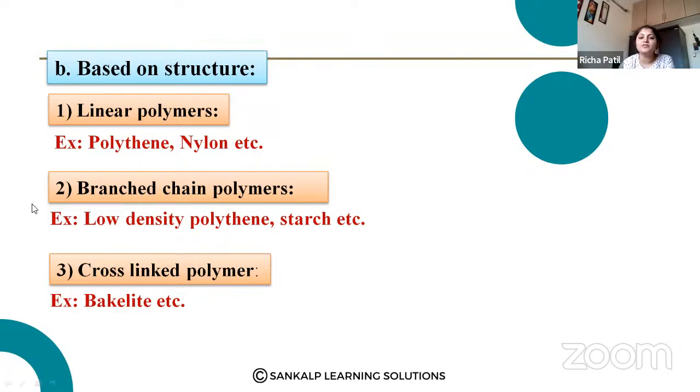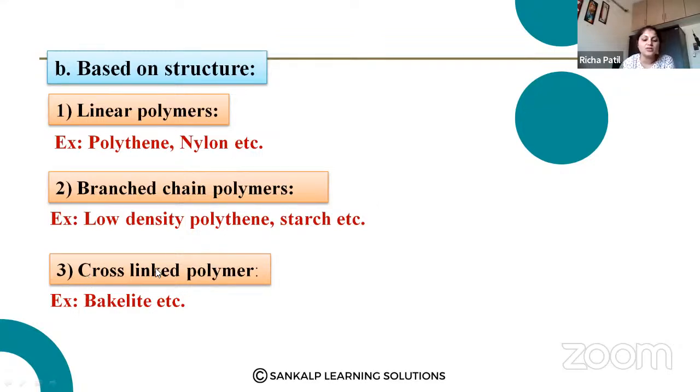So there is the presence of some branches. Okay, so there is a linear chain, and to that some branches are present. An example is low density polythene, LDPE, and starch, etc. Branched chain polymers, by the name itself you can understand, have some branches.